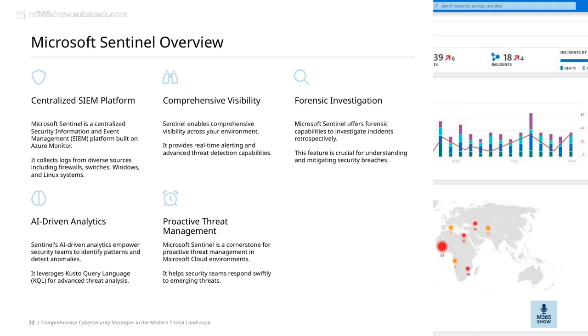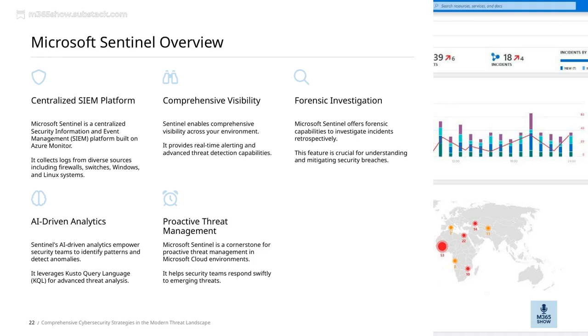And all of this is built on a centralized platform. Microsoft Sentinel functions as a SIEM, or Security Information and Event Management system, on Azure Monitor. It collects logs from a variety of sources, including firewalls, switches, Windows, and Linux systems, providing a unified view of your security landscape. So, in essence, Sentinel ties all these elements together to give you a robust, integrated solution for modern cybersecurity challenges.